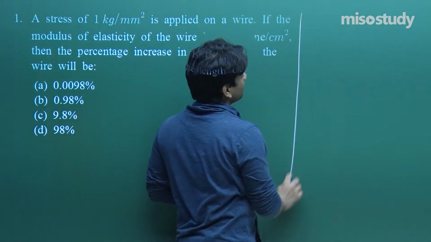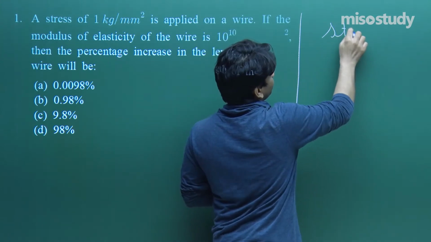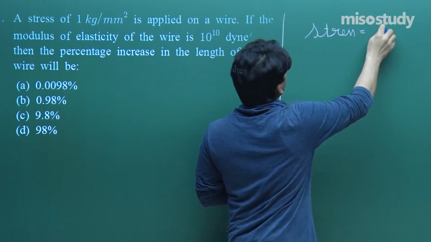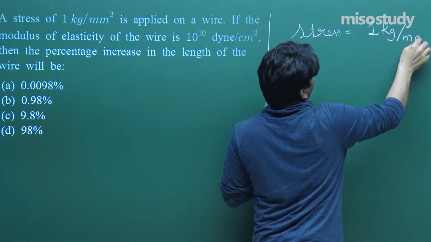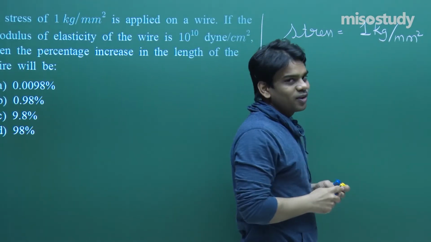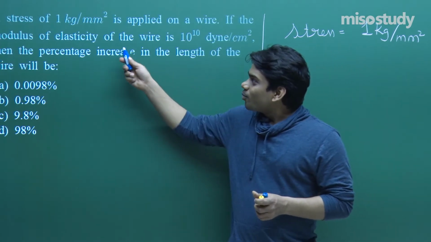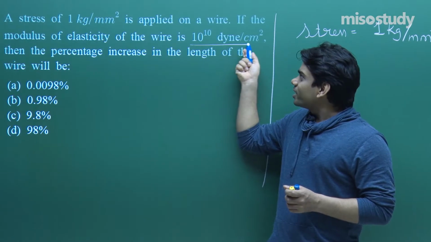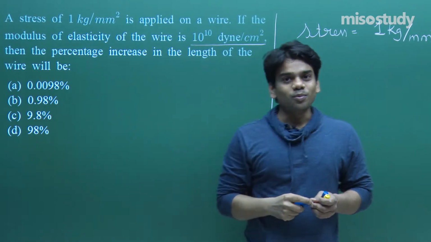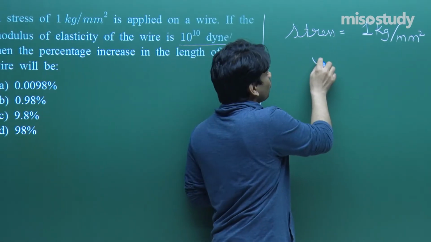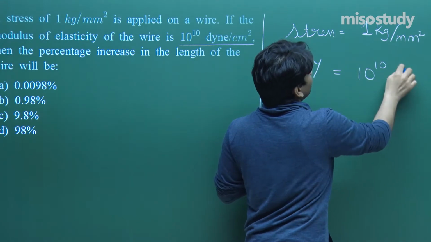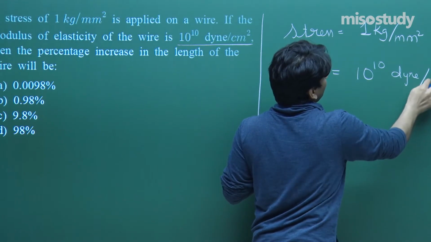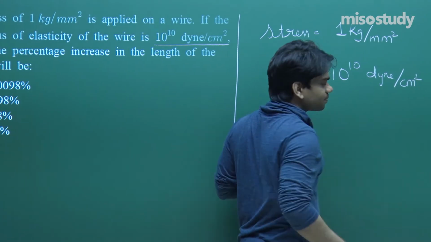It is given that the stress applied is 1 kg per square mm. This is what has been given to us. Next you see, the modulus of elasticity of the wire is 10 to power 10 dyne per square centimeter. Modulus of elasticity Y is equal to 10 to power 10 dyne per square centimeter. This is what has been given to us.